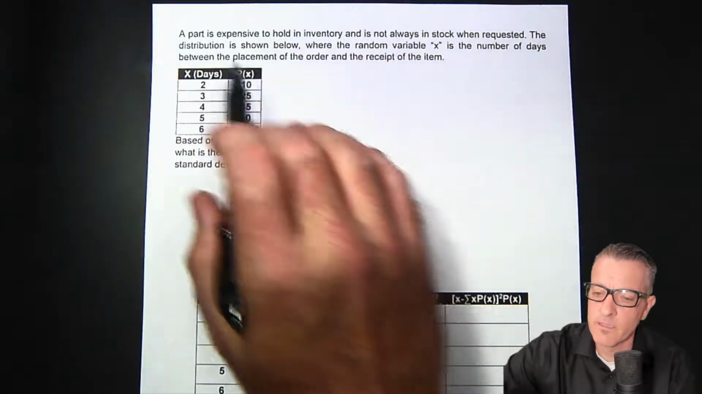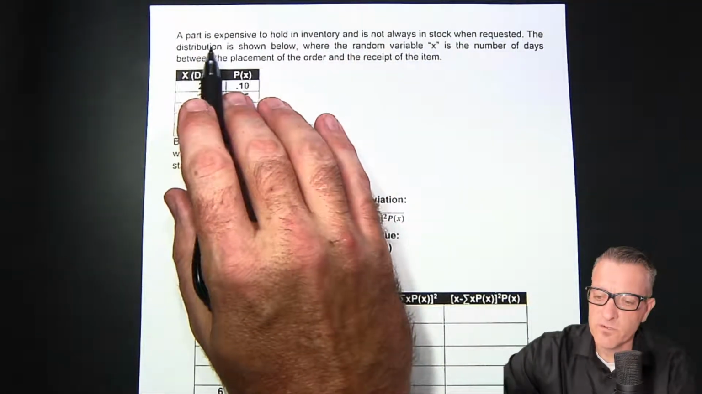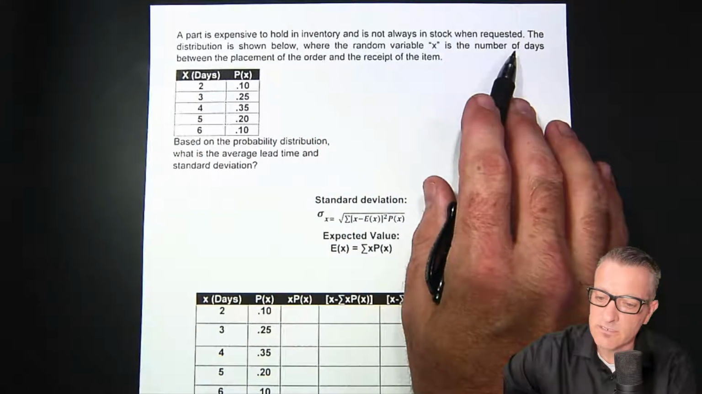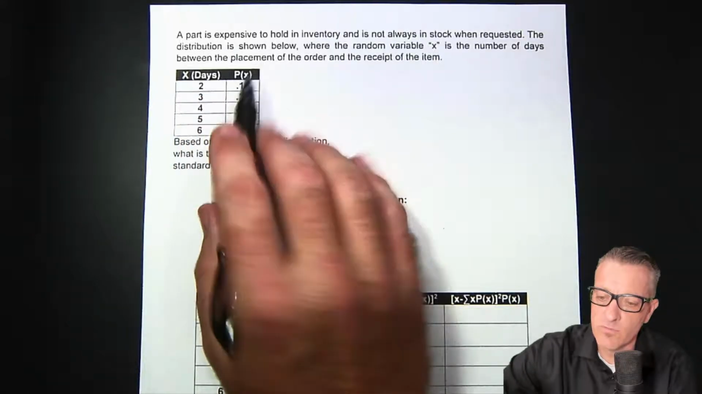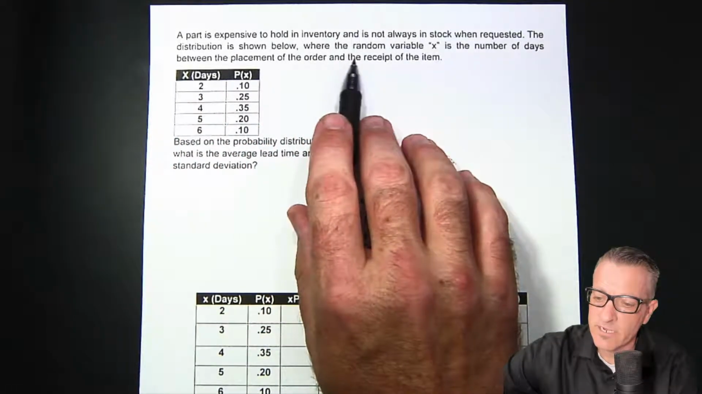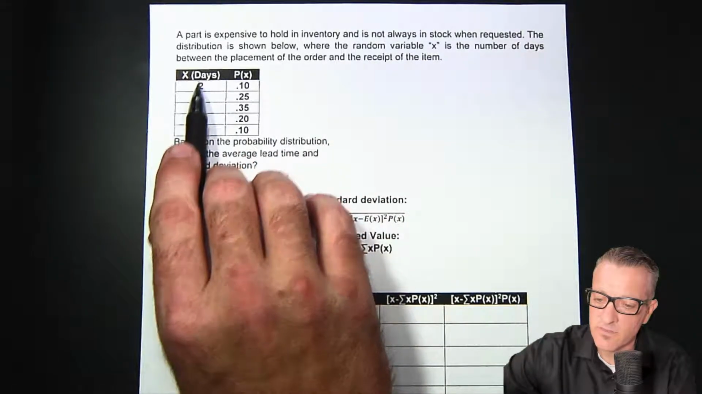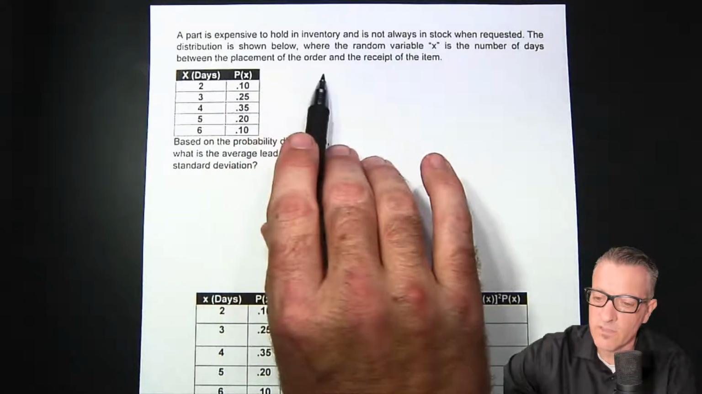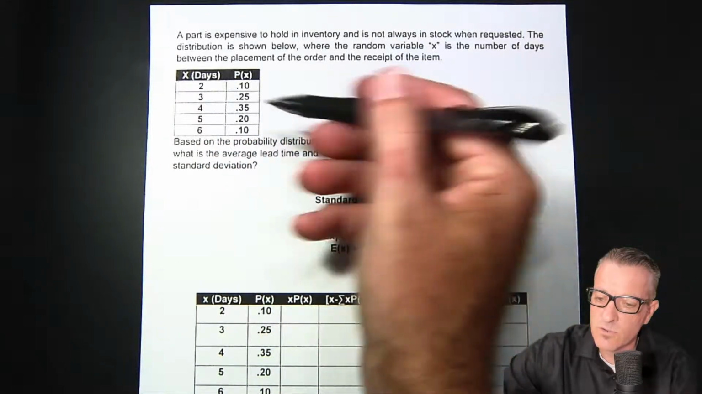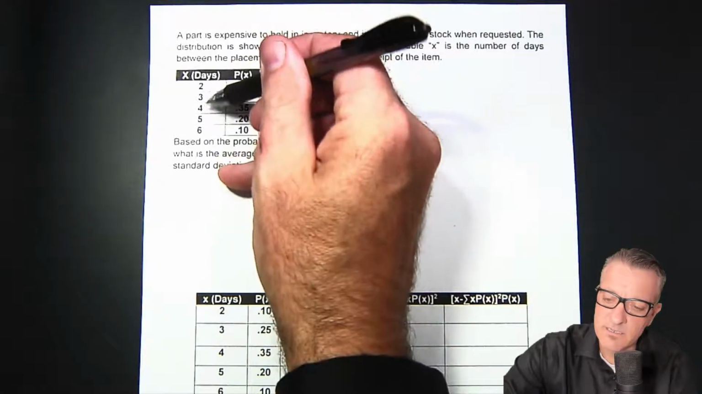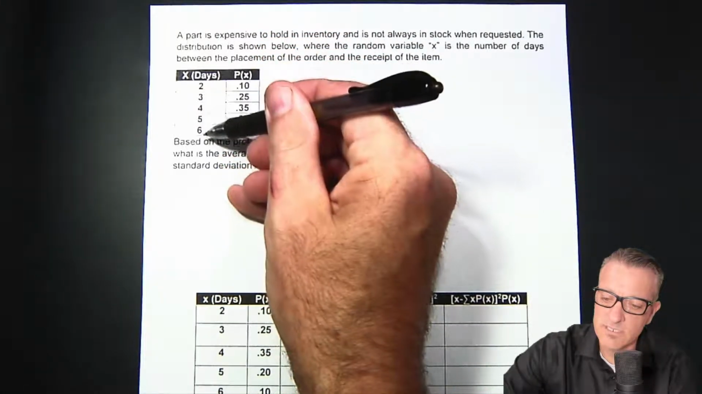Okay. A part is expensive to hold in inventory and is not always in stock when requested. The distribution is shown below. This is the distribution right here, where random variable x, these are the days right here, is the number of days between placement of the order and the receipt of the item. So what we have is the number of days listed right here, 2 to 6.